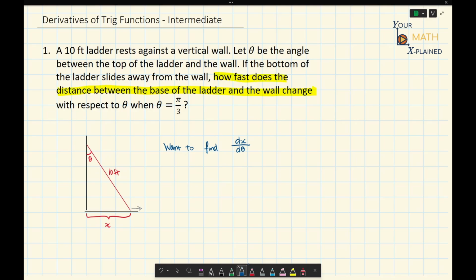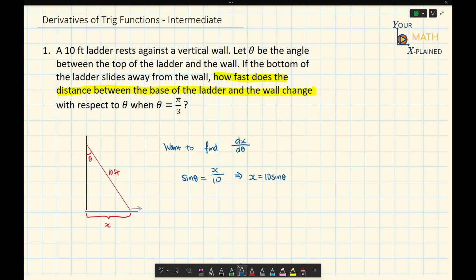So if we want to find dx d theta, the first thing we're going to do is write a function for x in terms of theta. And right now we're given three pieces of information. We have our theta, this is our x, and this is equal to 10. So something that relates all three of them is the sine function. So sine theta is opposite over hypotenuse. That means we would have sine theta is equal to x over 10. So if we isolate x, we get x is equal to 10 times sine theta.